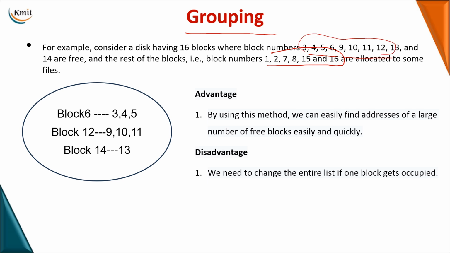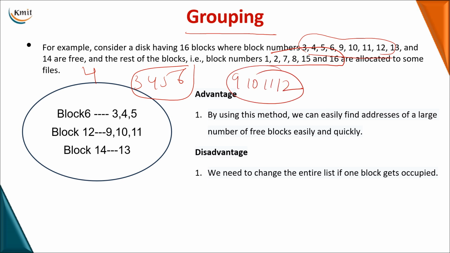Now, for example, if I decide my block size as 4, I'll group it. So 3, 4, 5, 6 will be grouped under one group, 9, 10, 11, 12 will be under another group, group 2, and 13 and 14 would be in another group. So the first block will contain the address of the remaining n minus 1 blocks, or we can go for a situation where the last block will contain the address or the IDs of all the blocks which are free.